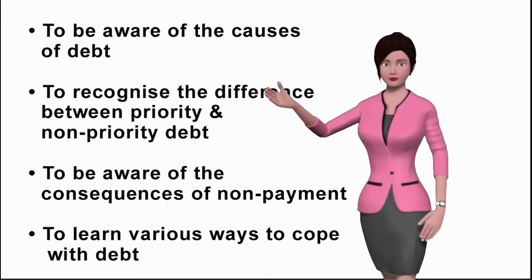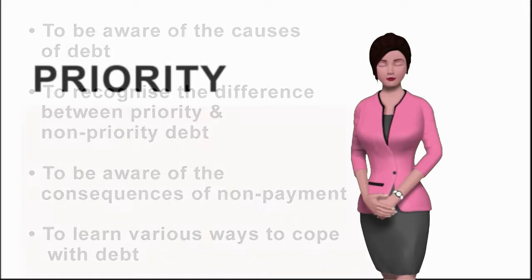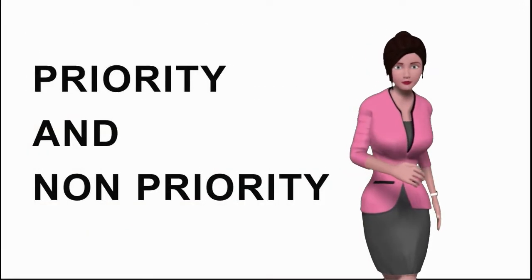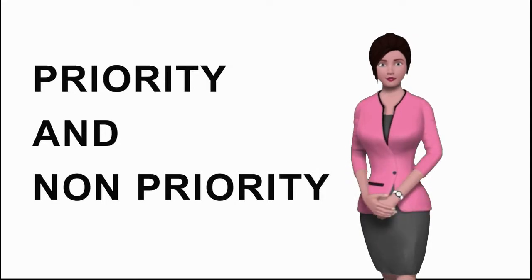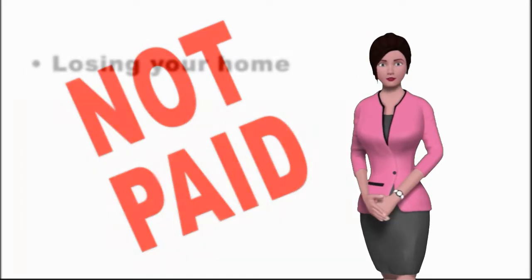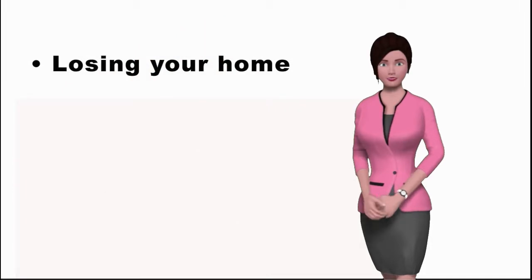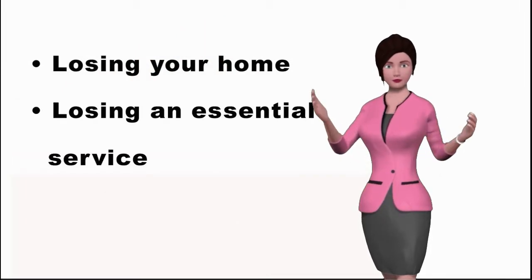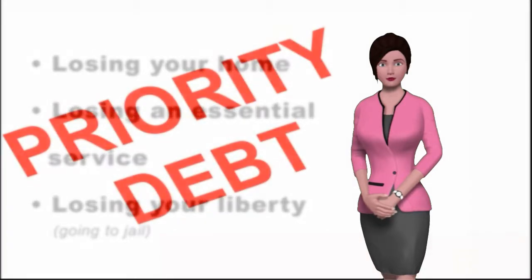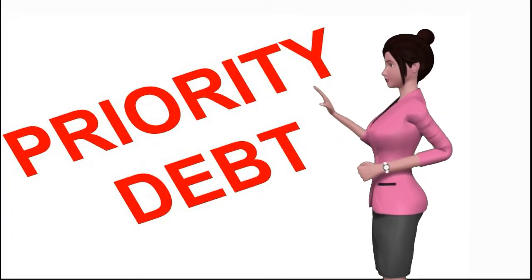To start to do this, we need to look at types of debt. What is priority, and what is non-priority debts? The type of debt, priority or non-priority, is decided by looking at what happens when the debt is not paid. If the consequence of non-payment of the debt would result in losing your home, losing an essential service, or losing your liberty, for example going to jail, then it is regarded as a priority debt.